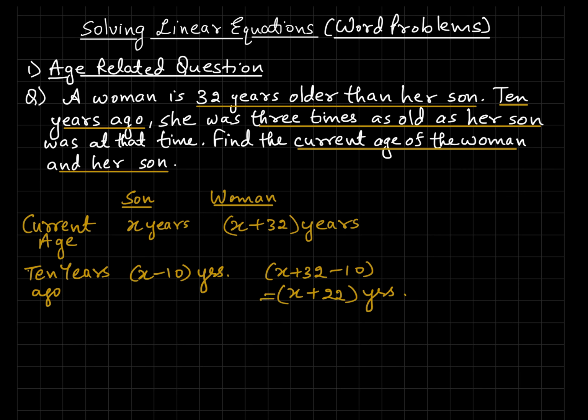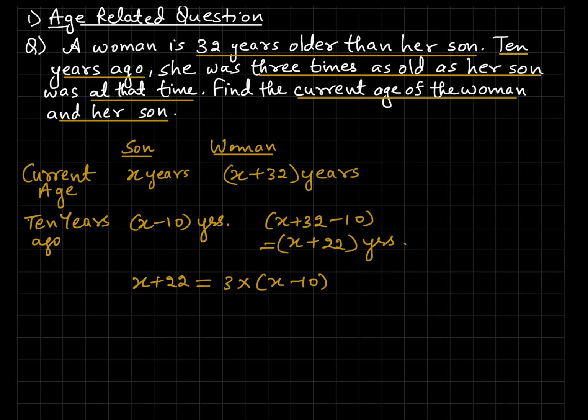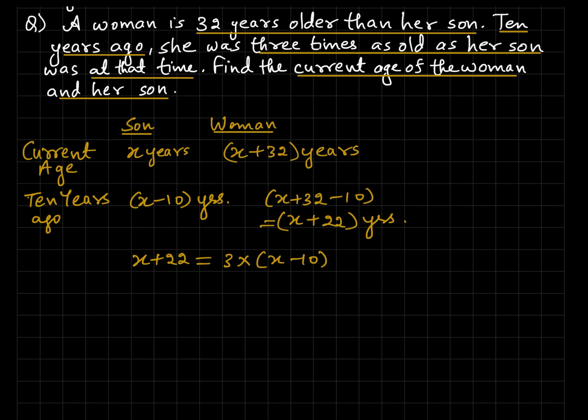Now they are saying that 10 years ago this woman was 3 times as old as her son. So x plus 22, woman's age, was 3 times as old as her son was at that time. Now this is also important: at that time, son was x minus 10 years old. So this becomes our linear equation, and now we have to solve it.